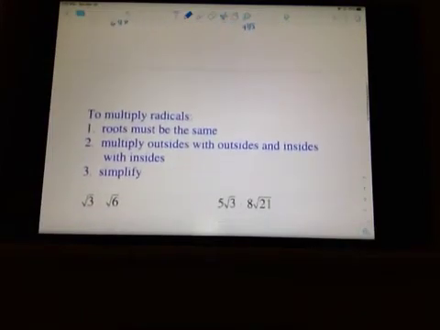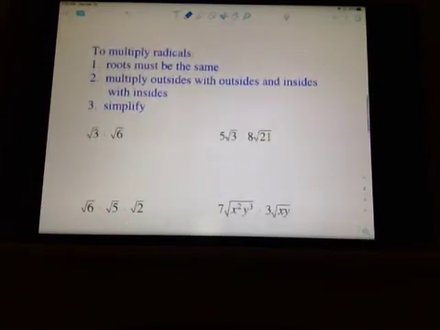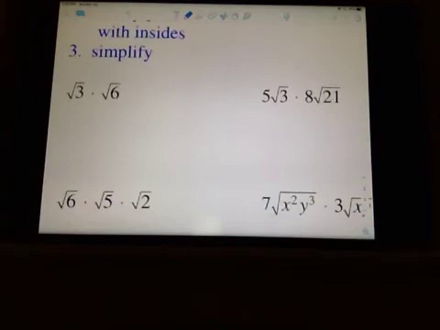All right, so multiplying. To multiply, the roots also have to be the same. So square roots with square roots, cube roots with cube roots, etc. You're going to multiply the outsides, you're going to multiply the insides. And then once you multiply, then you simplify like we did in goals 9.1 and 9.2. So first I multiply. 3 times 6, square root 18. 18 breaks to 9 times 2, which is 3, square root 2.